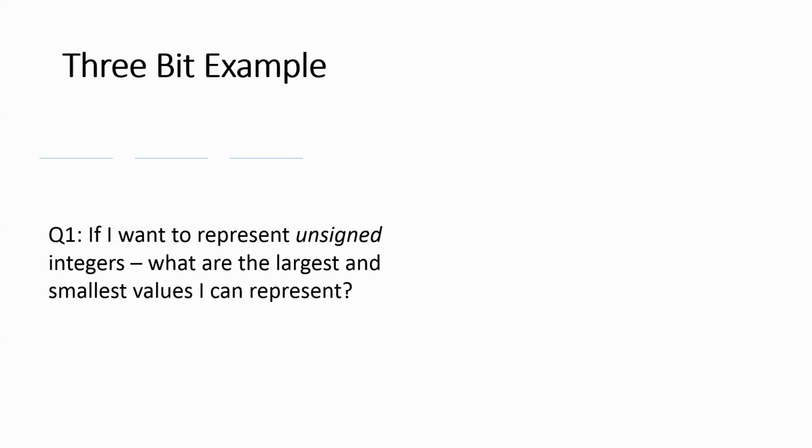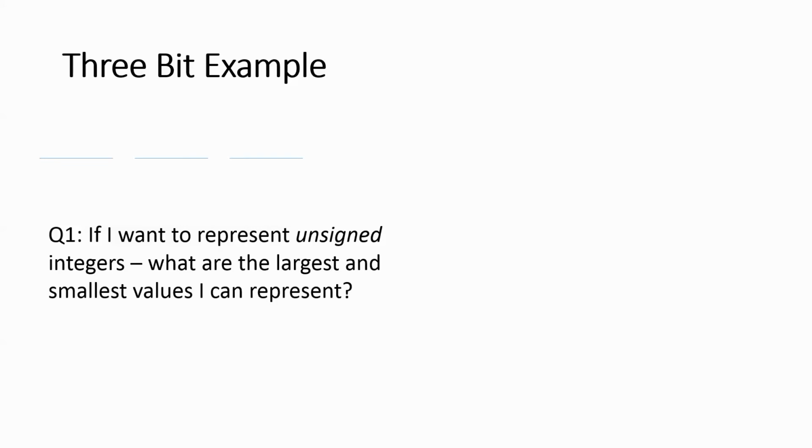And in particular, I'm going to look at how I can divide those bits different ways to represent different types of integers. I'm going to start out by looking at unsigned integers. So if I want to represent unsigned integers, I want to represent only positive values. And so my question is, what are the largest and smallest values I can represent using 3 bits?